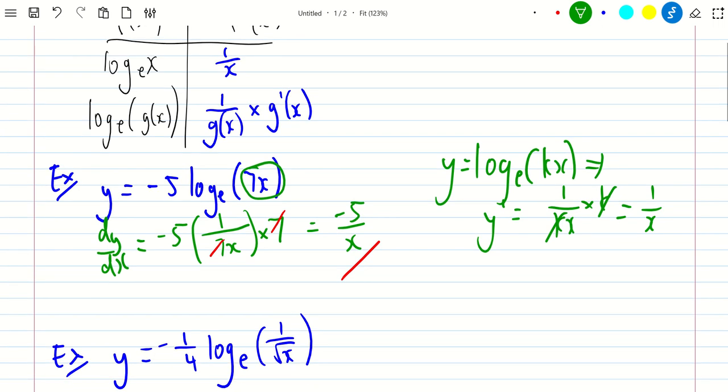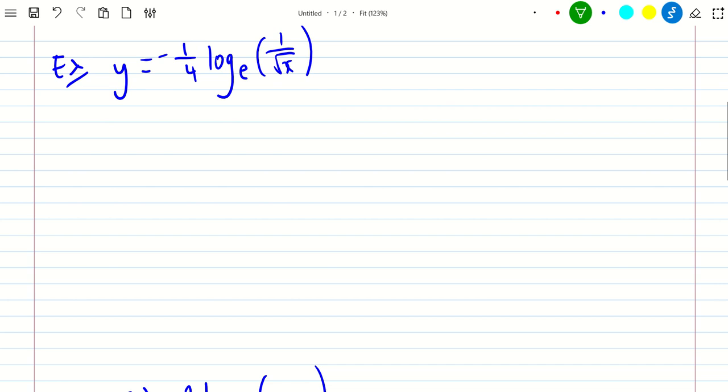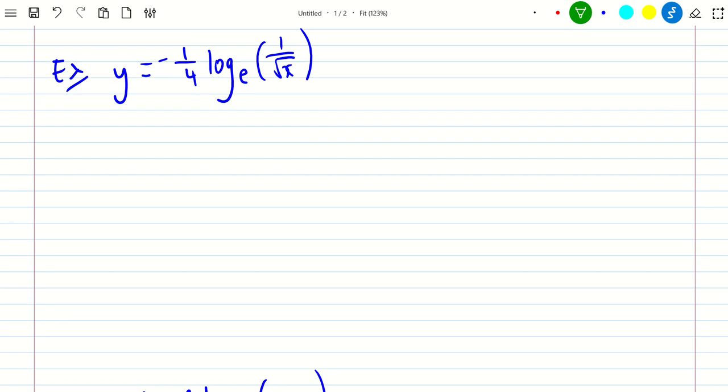Done. Fantastic. Let's have a look at this second one. We've got y equals negative 1/4 log e 1 over root x. Whenever things are square roots, it's always nicer to write them as a power when we're doing derivatives, and later when we do integrals and things. So log e, I'm going to write this as x to the power negative 1/2. Much nicer now. We can deal with that. Let's do this now.